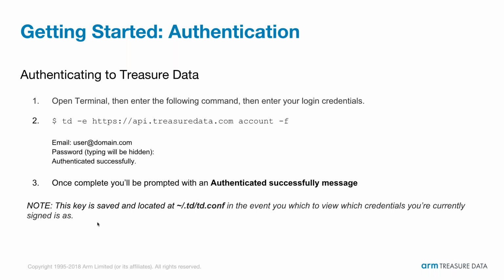Just as a side note, when you save your API key, the file itself with the API endpoint, along with your authentication token, will be stored in your home folder in this .td/td.conf file. If you ever need to delete this file or view it later down the road to change the credentials, you can do that.